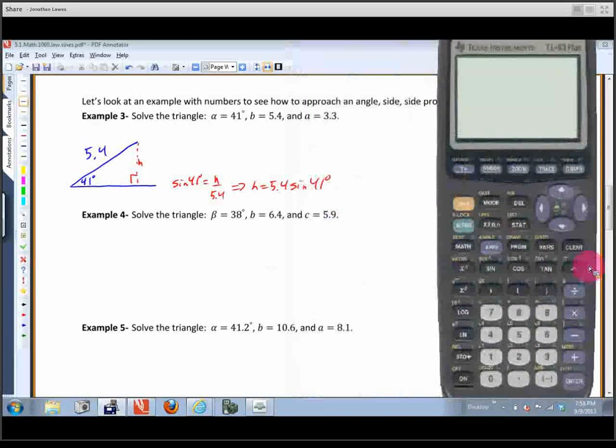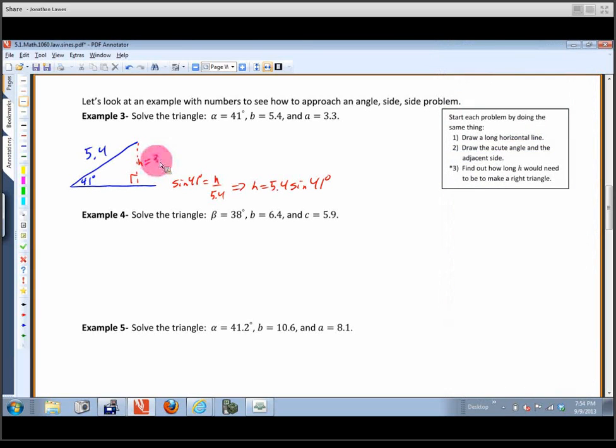So in other words, drop that straight down there. Okay, so I'll clear this off. 5.4 times the sine of 41 degrees. Can close the parentheses or not. We end up with 3.542. So this is 3.542, from here to here.